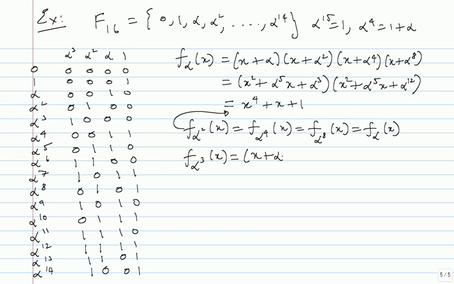So you should have got x plus alpha power 3, x plus alpha power 6, x plus alpha power 12, and then x plus alpha power 9. Go ahead and multiply, simplify. So you should get x power 4 plus x power 3 plus x squared plus x plus 1. Don't waste your time now doing it, but you will get it eventually.